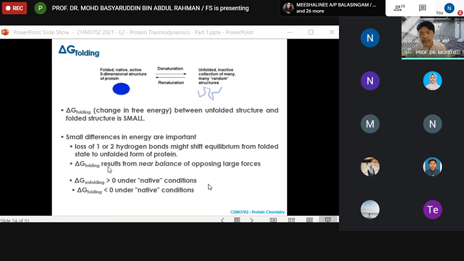But again, this is the information that I used before. The delta G folding results from the near balance of opposing large forces. So think back, when it is too small, either it's significant or not. Okay, meaning there might be some shift in the equilibrium, but if it is too small, then it can still remain in the native state. Okay, this is similar information as before, that normally when you discuss, you may like to use this information.